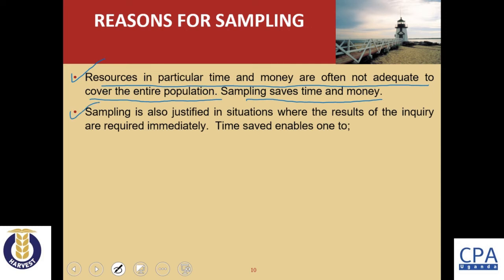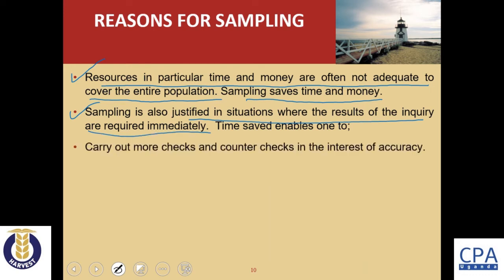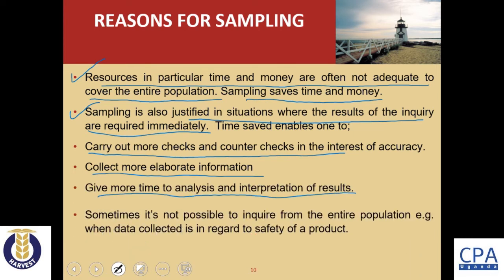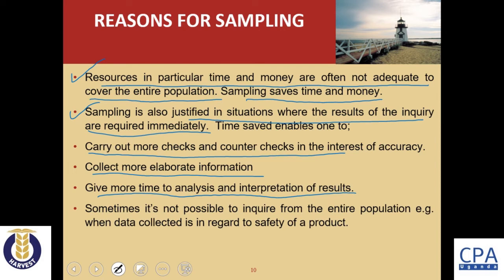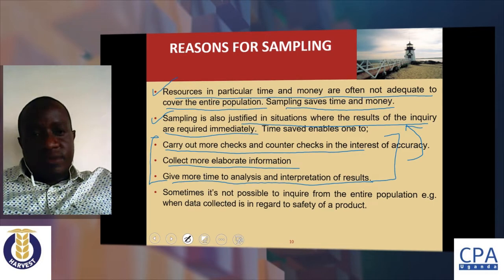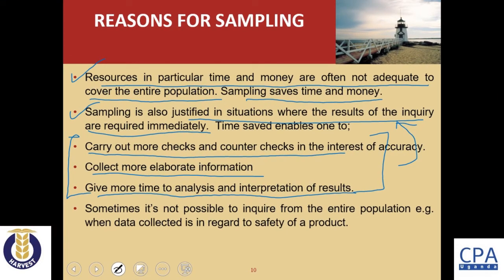Next, we are saying sampling is justified in situations where the results of the inquiry are required immediately. So you need to save some time to do the following: carry out checks and counter checks in terms of accuracy, to collect more elaborate information, and to give more time for analysis and interpretation of results. So those are some of the reasons why we may go into sampling in the interest of time where the results are required immediately.